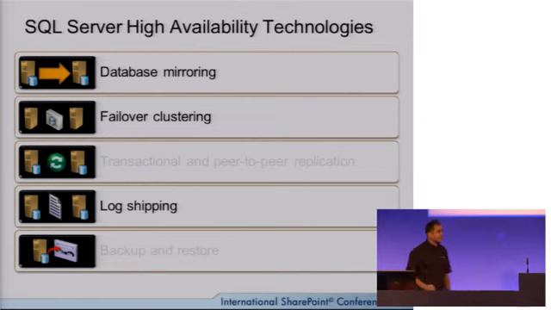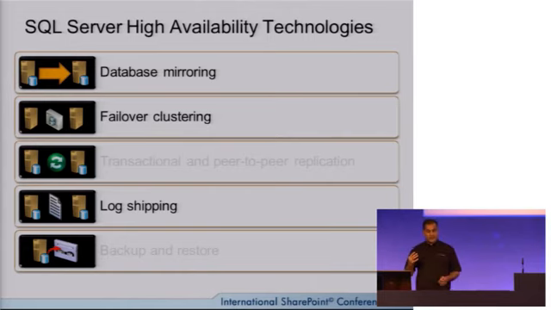So what we've got from a SQL Server perspective is a number of high availability technology solutions. We've got database mirroring, failover clustering, transactional peer-to-peer, even though that's not really a SQL Server thing, it's kind of out there, some organisations use it. We've got another one which is log shipping, and then we've got the old SharePoint and SQL backup restore.